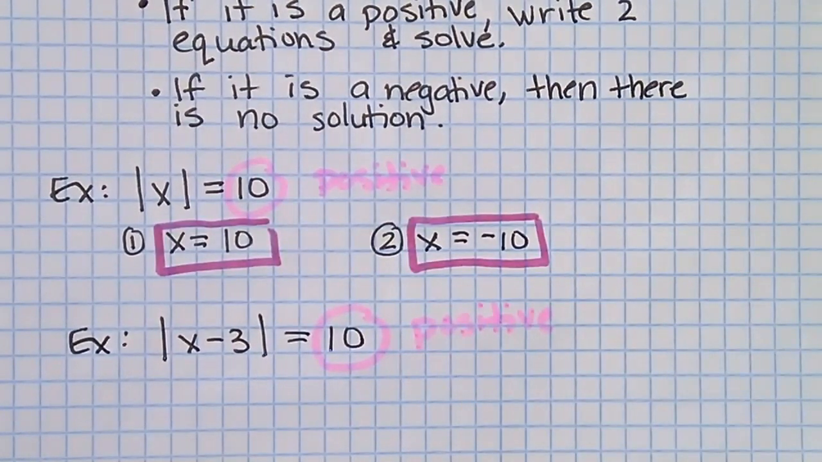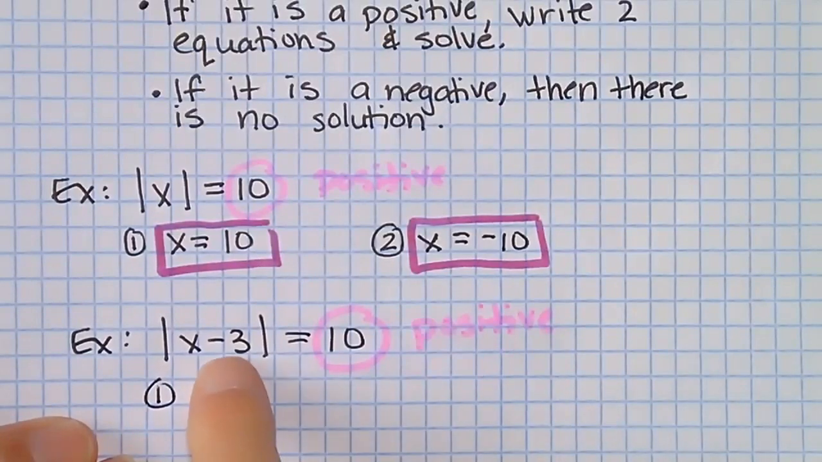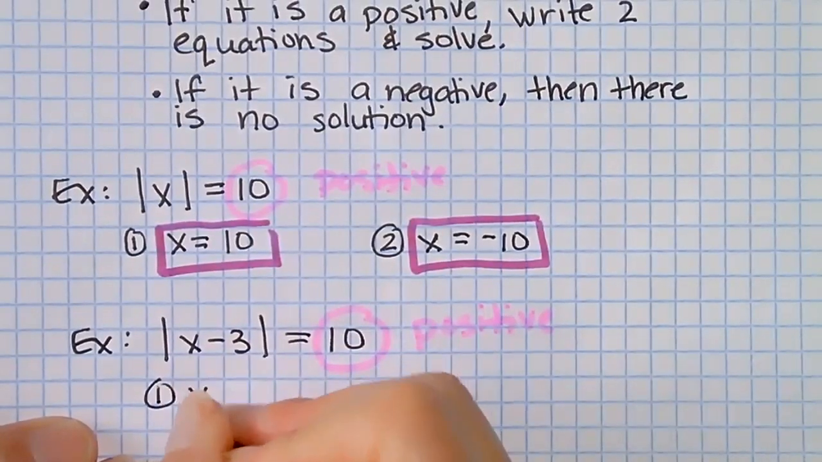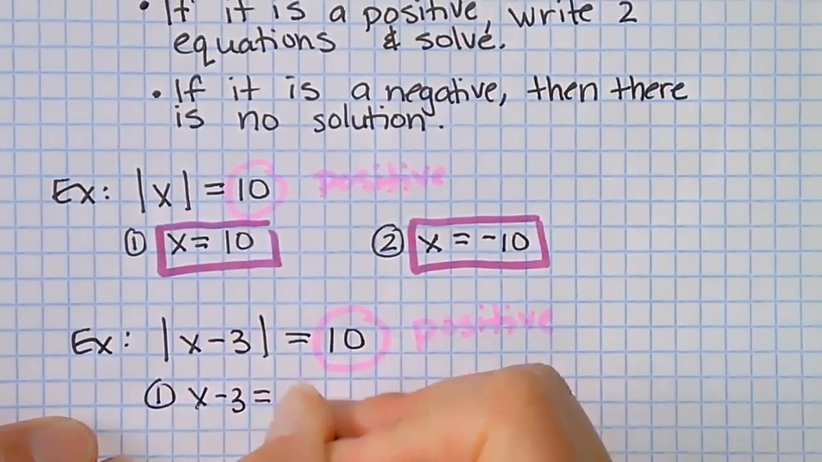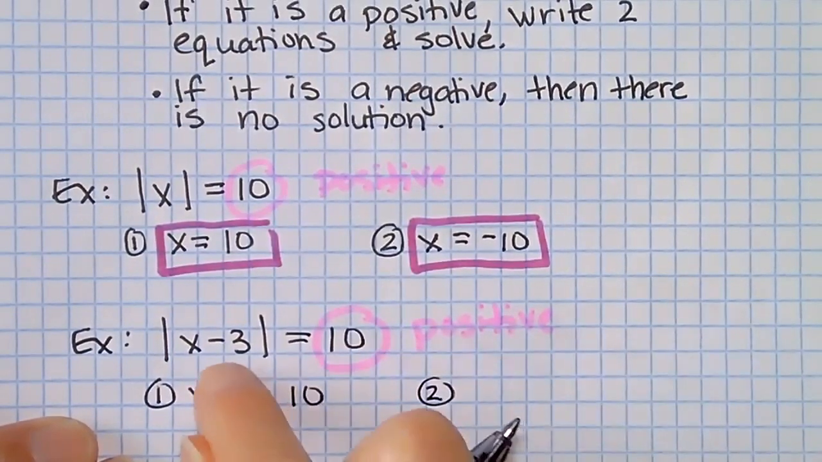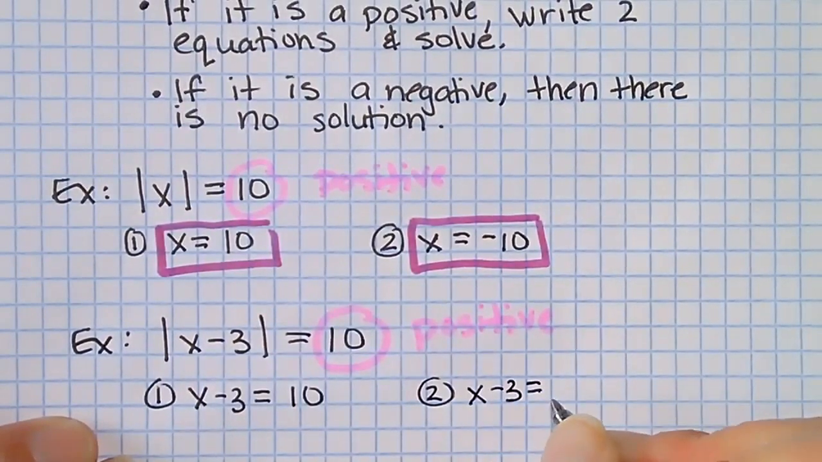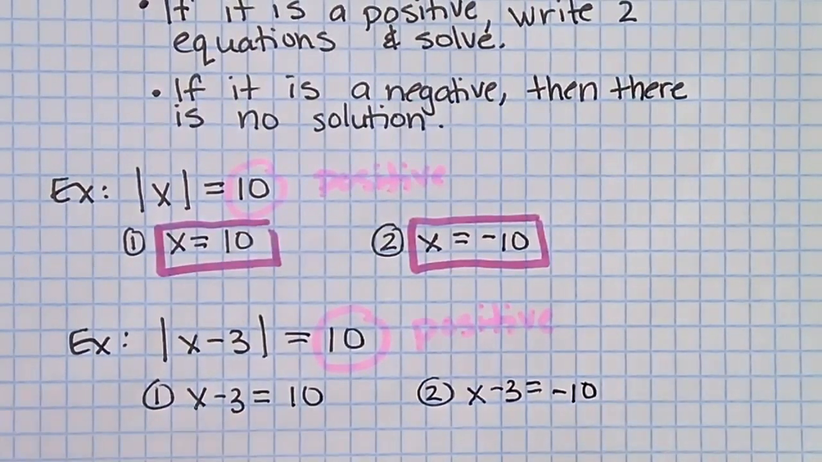So you're going to write your two equations. First equation, you're going to take again what's inside the absolute value, x minus 3, and you're going to set equal to 10. The second equation, you're again going to take what's inside the absolute value, x minus 3, and this time you're going to set equal to negative 10. And you're going to work these two equations out.